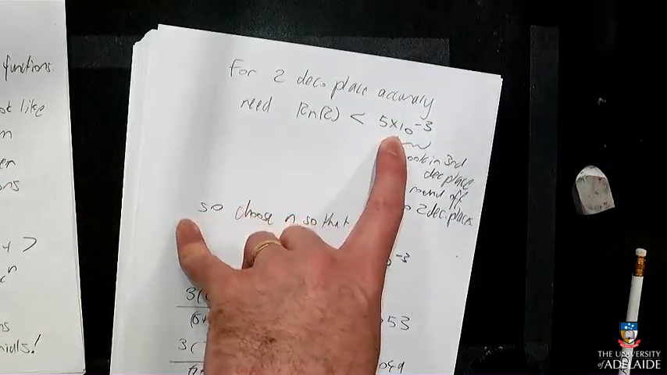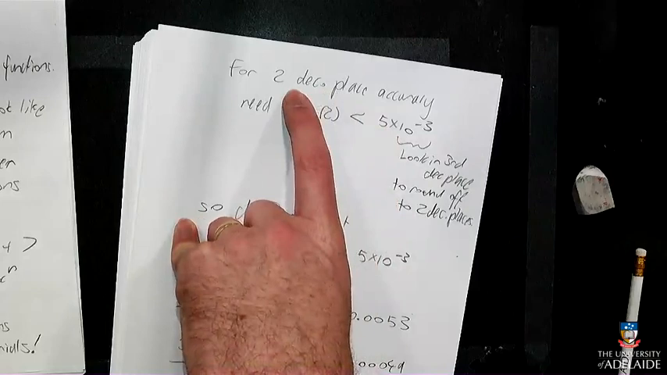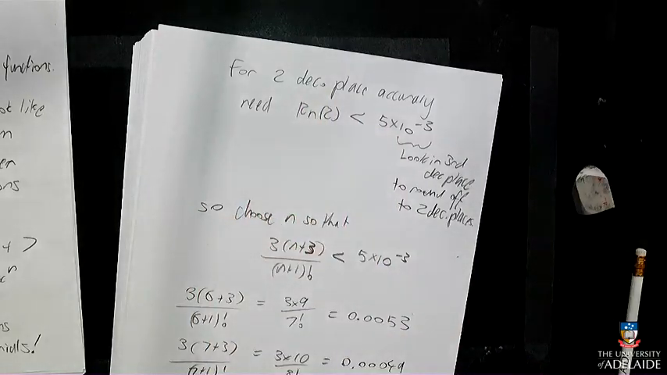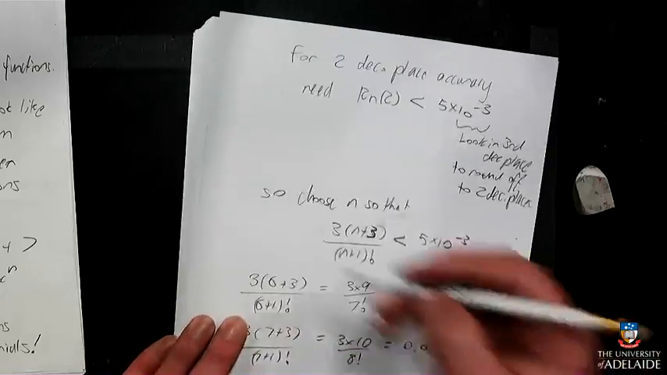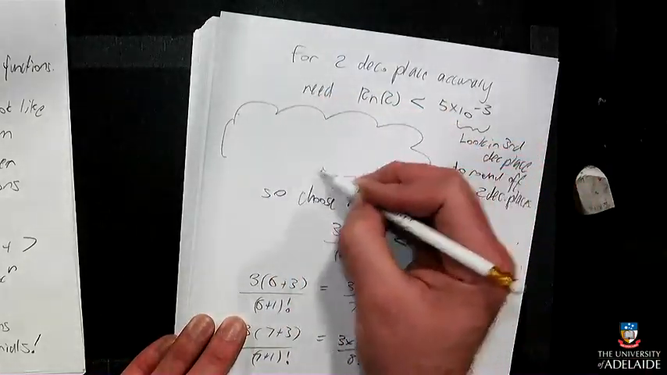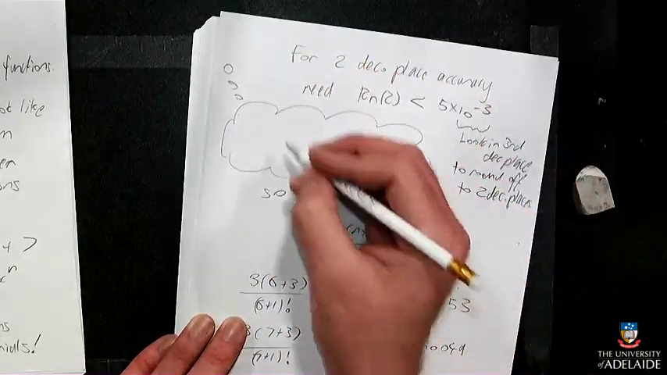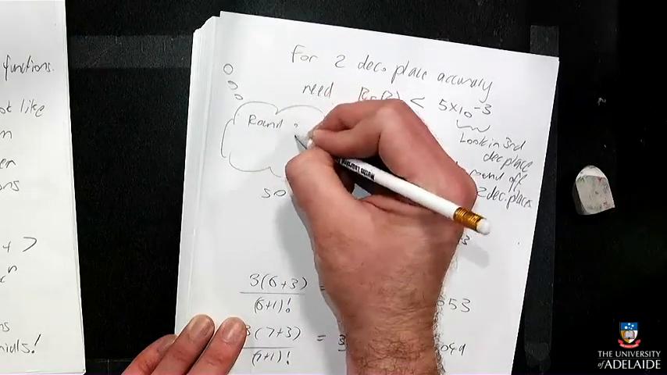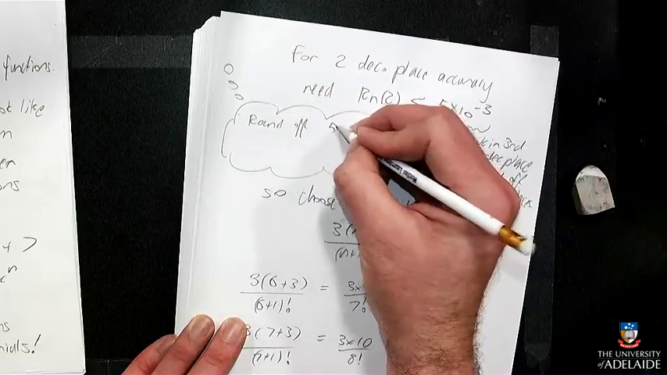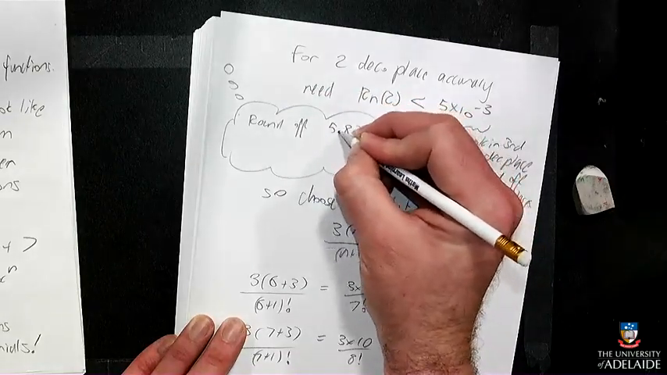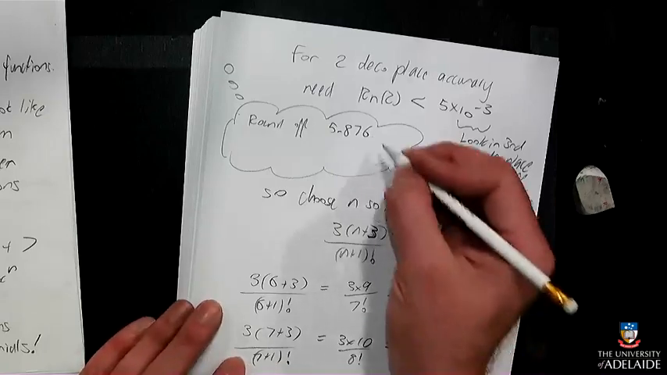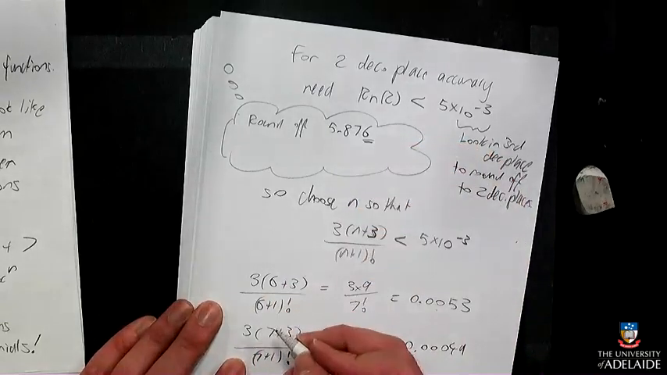It's because for 2 decimal place accuracy, if I was rounding off to 2 decimal places, I would look in the 3rd decimal place. So this is what's in my head here. So here we are. If I was rounding off just a random number, right? If I was rounding that off to 2 decimal places, then I would look here in the 3rd decimal place.